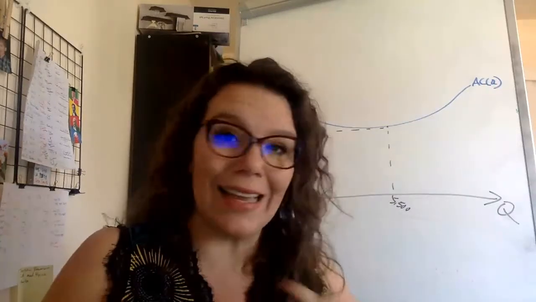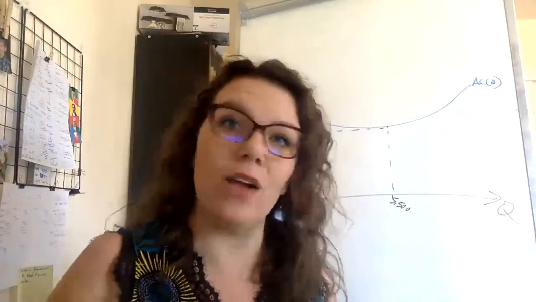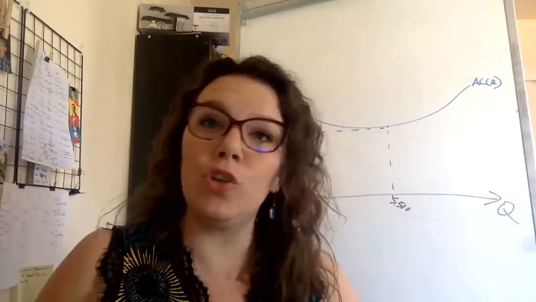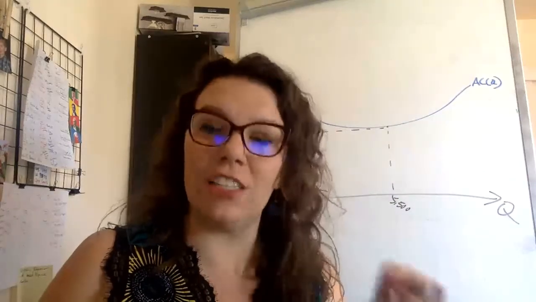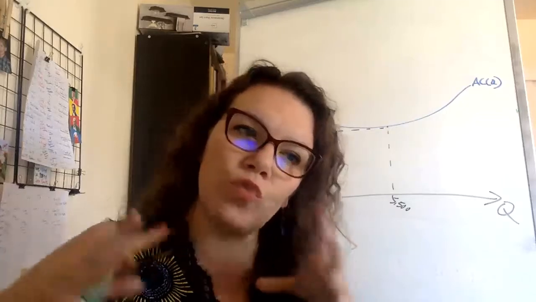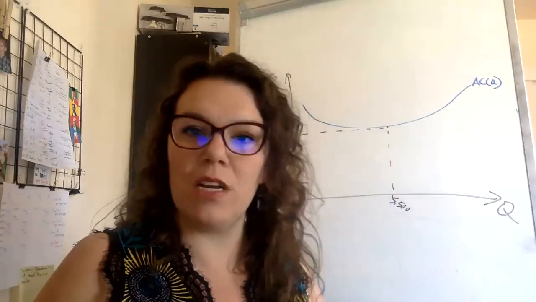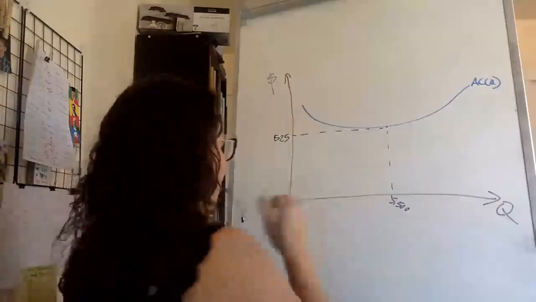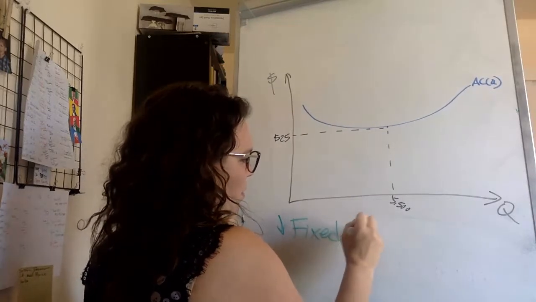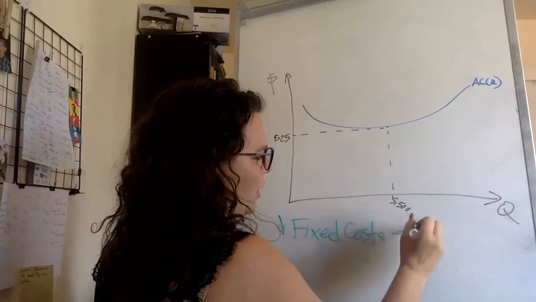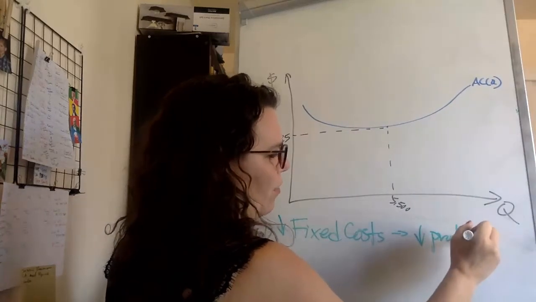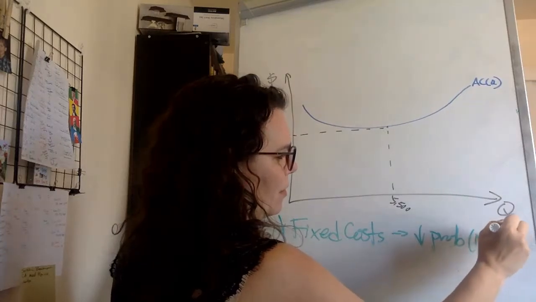Water requires laying down pipe from house to house to house. Electricity, same thing, running wires from house to house to house. Huge upfront fixed costs and then really low per unit costs. Those are the driving forces of a natural monopoly. So if we see a decrease in fixed costs, that's going to decrease the likelihood of a natural monopoly.